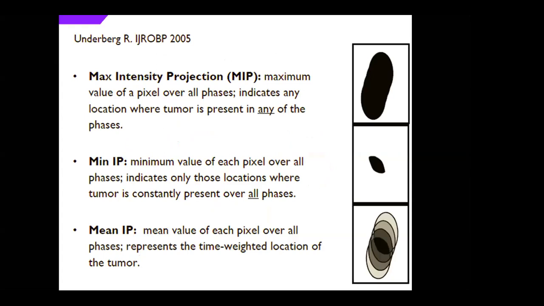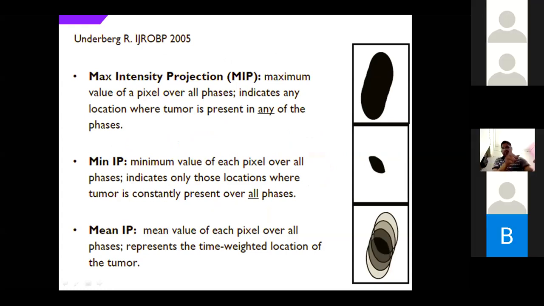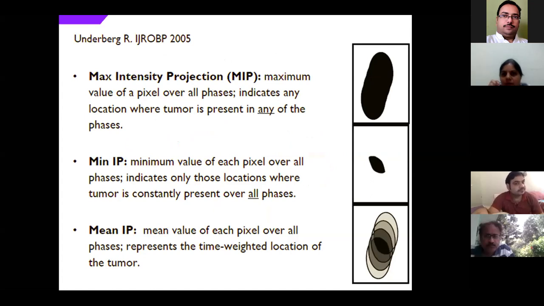The first one is the maximum intensity projection, which is basically generated by a software. It's nothing that you do. It is generated by a software. What this maximum intensity projection image does is, it traces the pixel value. So the lung tumor, if you take it in the lung window, is bright as compared to the parenchyma. So it traces the pixel value in all these phases, and then it integrates this pixel value. And that is how it basically generates the image.